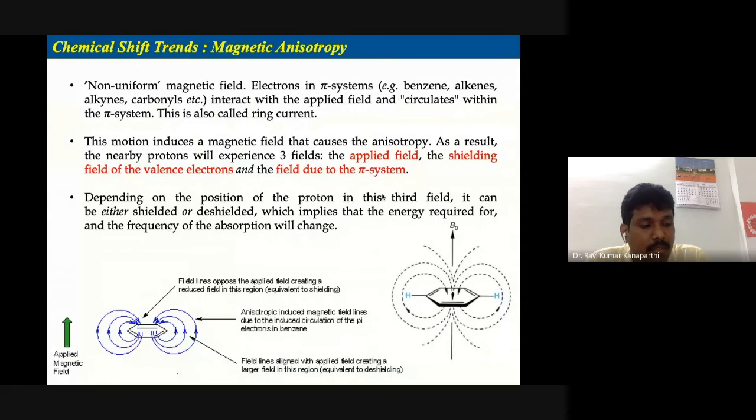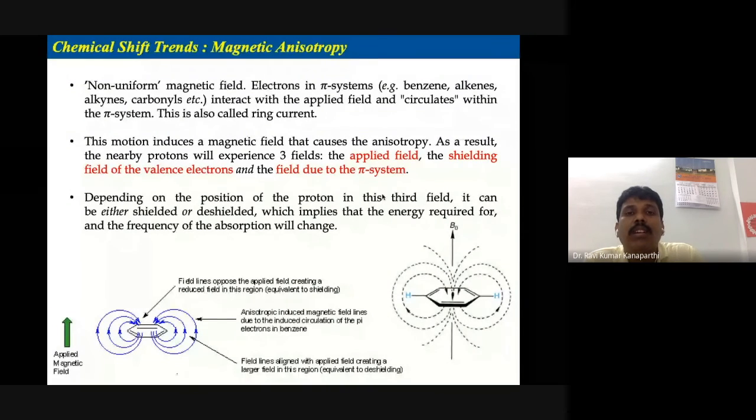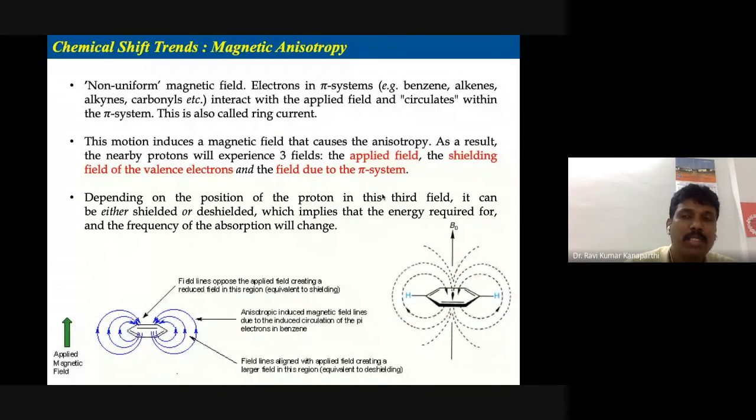In the case of alkenes and alkynes, we have to use a different argument, not an electronegativity concept. That argument is what is referred to as magnetic anisotropy. The double bonds and triple bonds are not the same as single bonds, and we have the pi electrons, and these pi electrons behave differently in the magnetic field.